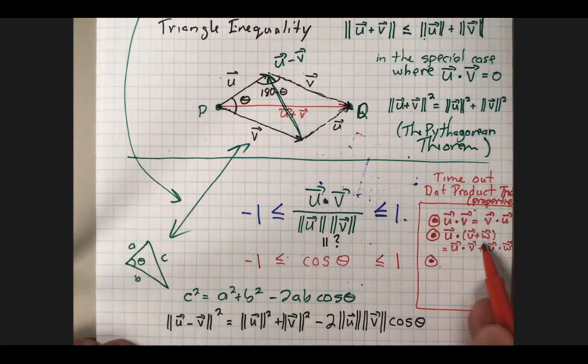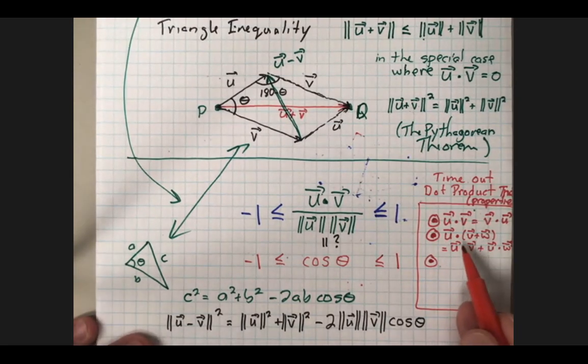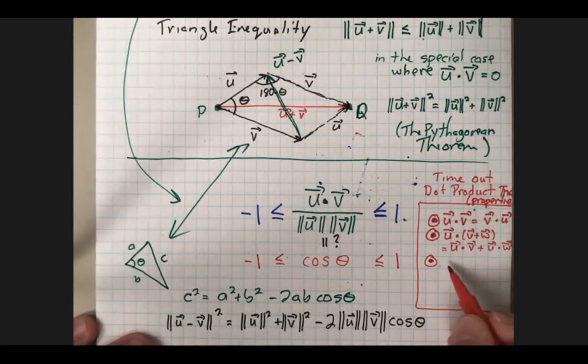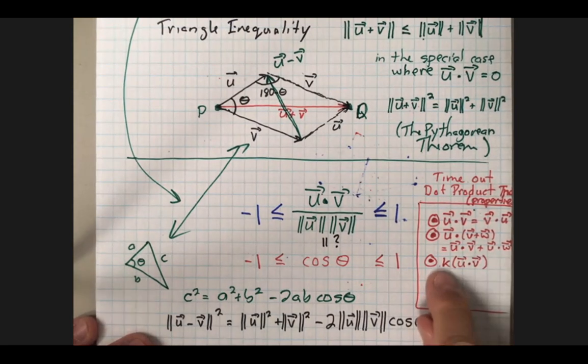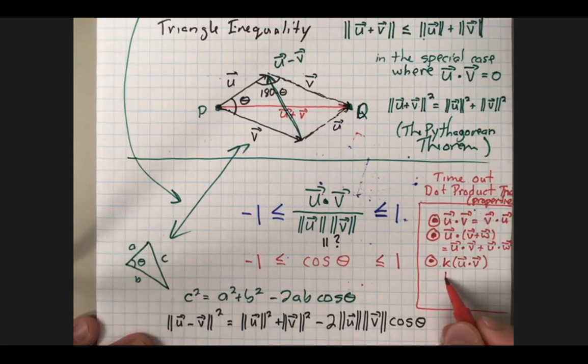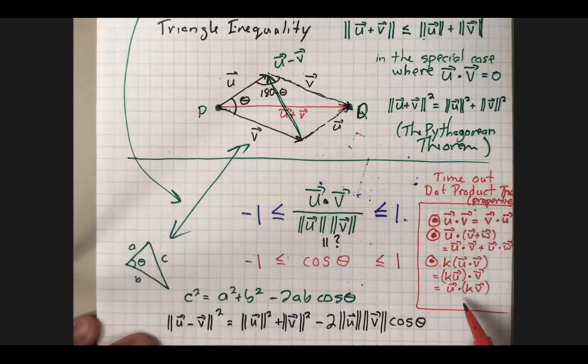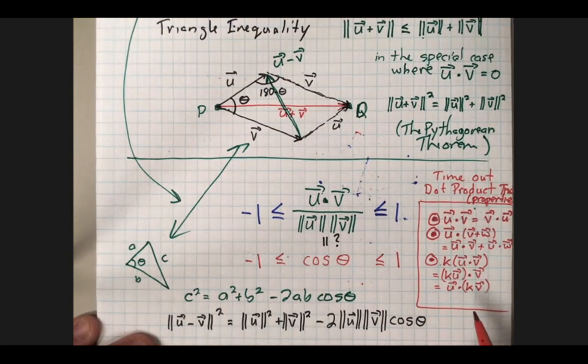So the dot product obeys a distributive law with respect to addition of vectors. It also behaves well with respect to scalar multiplication. If I take a number times U dot V, I will get the same number if I first scaled U and then dotted V, or first scaled V and then dotted U. So in this sense, the dot product is associative. You can move a scalar in and out between the two vectors and you will not damage the dot product.